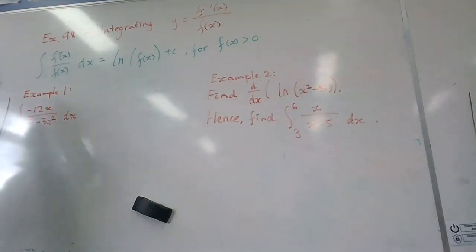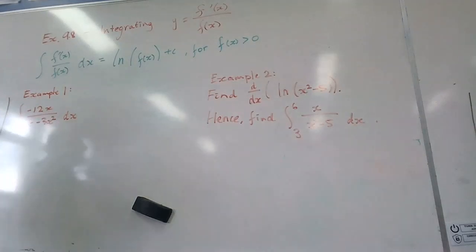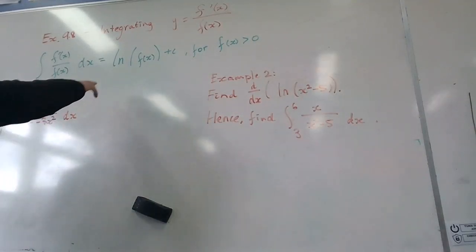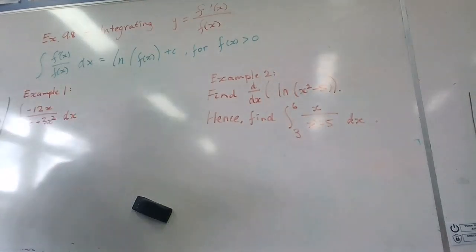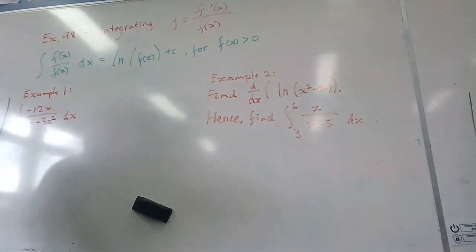When we're anti-deriving the derivative over the original function, f dash of x over f of x dx, it equals the natural logarithm of f of x plus c, where f of x is greater than 0. You've seen me write natural logarithm; I'm going to stop writing log base e. Just a reminder, same as last lesson, f of x must be greater than 0 for the domain of my natural logarithm.